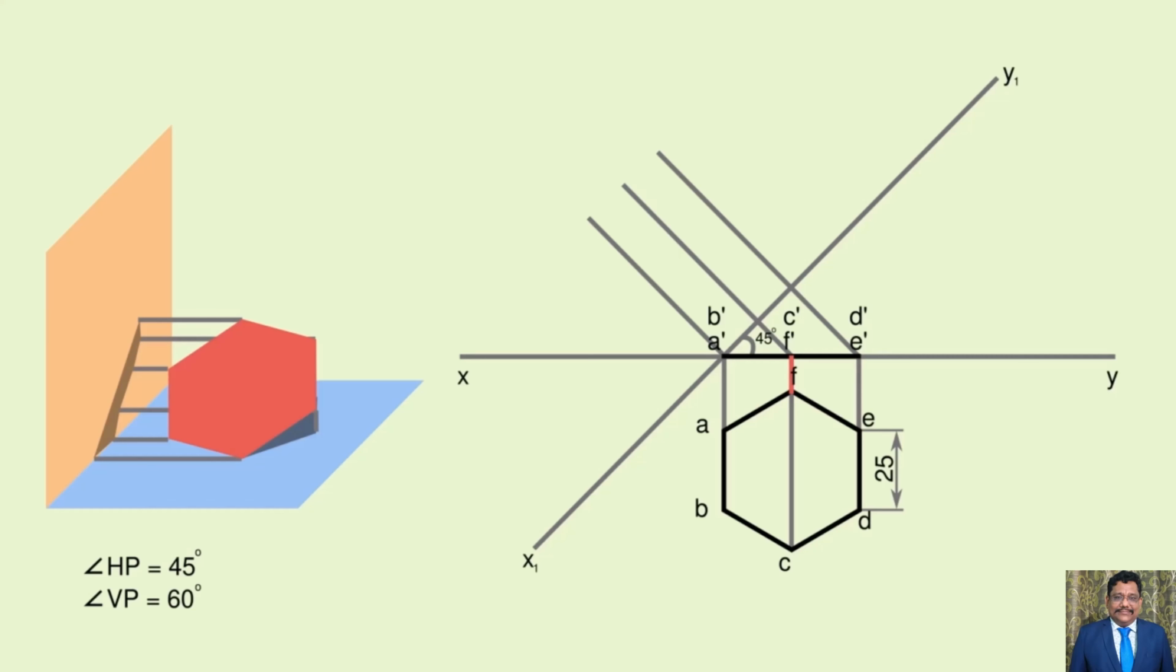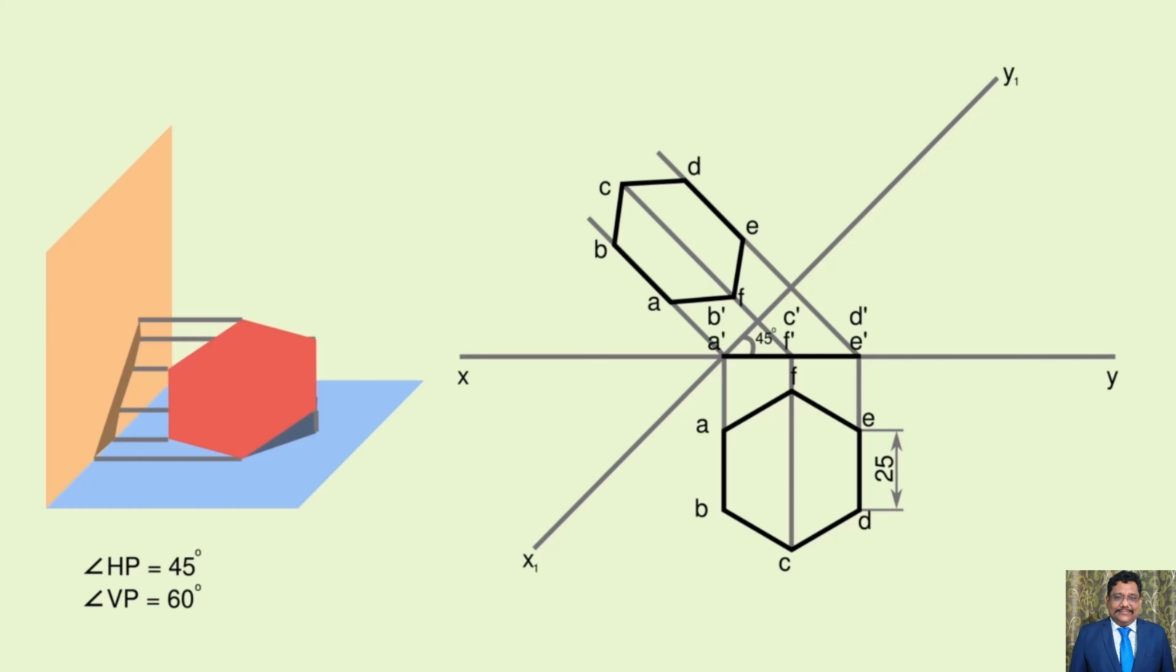and mark points with appropriate distances above the x1 y1 line as A, B, C, D, E, and F, and join these points. This is the auxiliary top view.